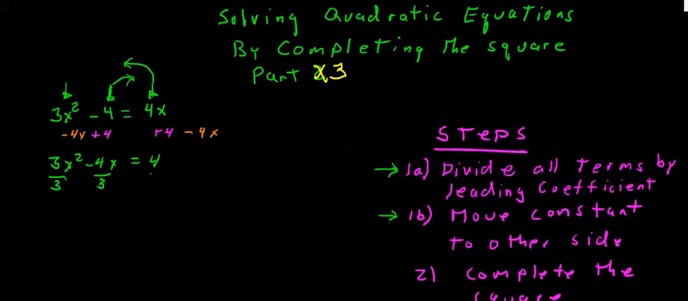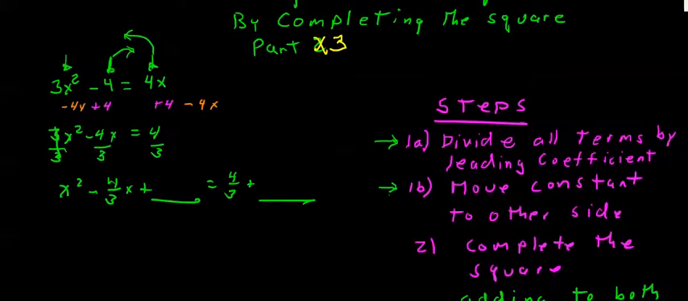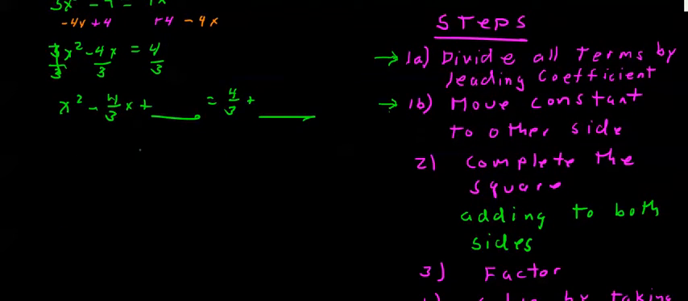And now I'm going to divide everything by 3. And I write it down every time. That gives me x squared minus 4/3 x plus something equals 4/3 plus something. Now this is the only part that's a little bit confusing for people. We have to take half of 4/3.